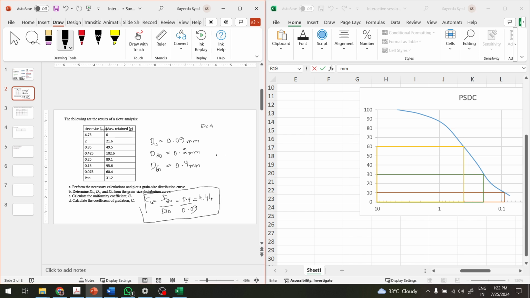Now let's calculate CC. CC is D30 square over D60 into D10, which will be equivalent to 0.2 squared over 0.4 into 0.09. This is equal to 1.11.